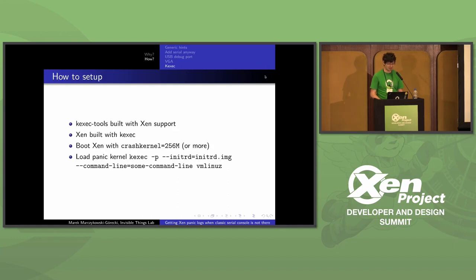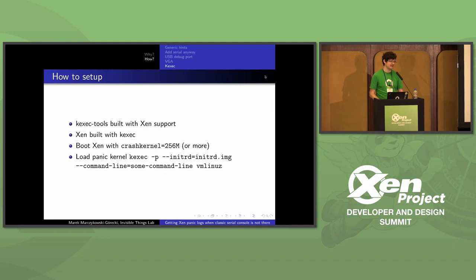So, how to get it working? First, we need kexec-tools built with Xen support. If your Dom0 is based on Fedora, then you need to rebuild kexec-tools because Fedora ships the package with no Xen support. It's just a configure option, or it's automatically detected if you have Xen headers installed. Then you need Xen built with kexec support enabled. It's just a kconfig option, nothing fancy.